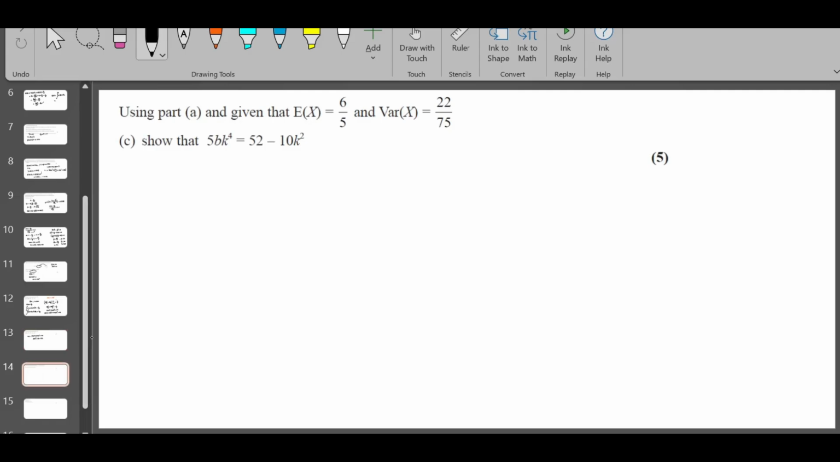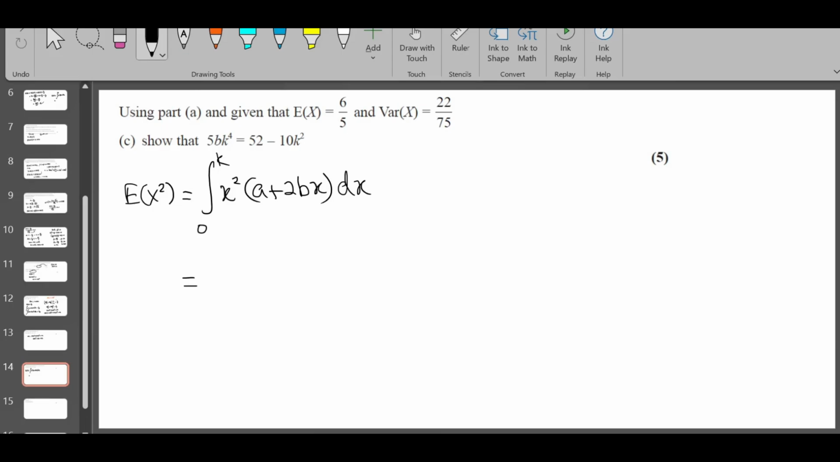Part C now. Using your answer to part A and given that E of x is this and variance of x is this, show that this. Okay. Since variance of x is involved, we are going to find E of x squared first. E of x squared is integral x squared f of x. We got f of x in the previous part by differentiating capital F of x, right?